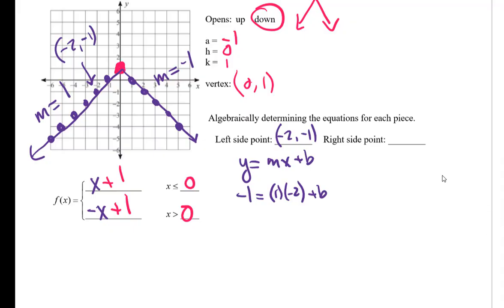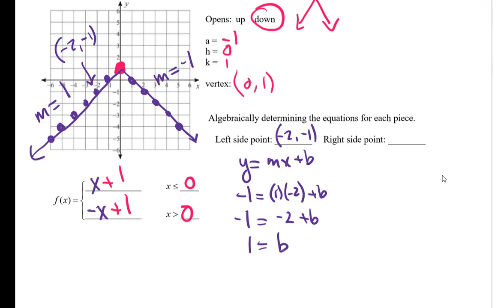Now when I multiply 1 and -2, that gives me -2. So on the right side, I'll have -2 plus b. On the left side, I'll still have -2. If I slide over the -2 by adding 2 to both sides, I will get 1 for the value of b.